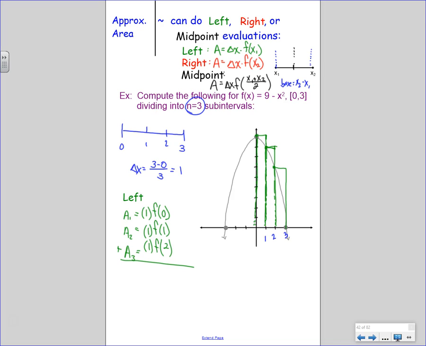You guys see how I just started on the left at A, and I just counted up by my delta x's, 0, then 1, then 2. Why not 3? I already have my rectangle. I don't need to do 3.